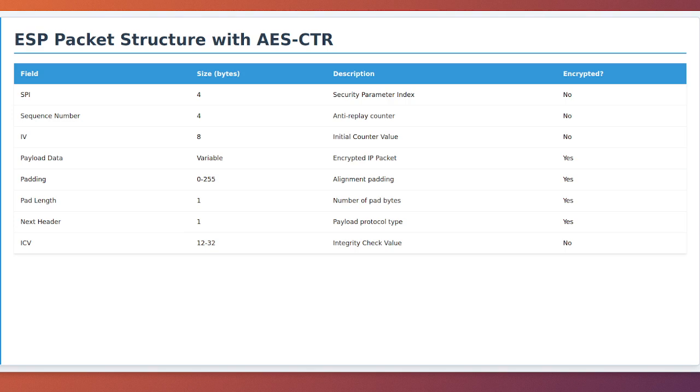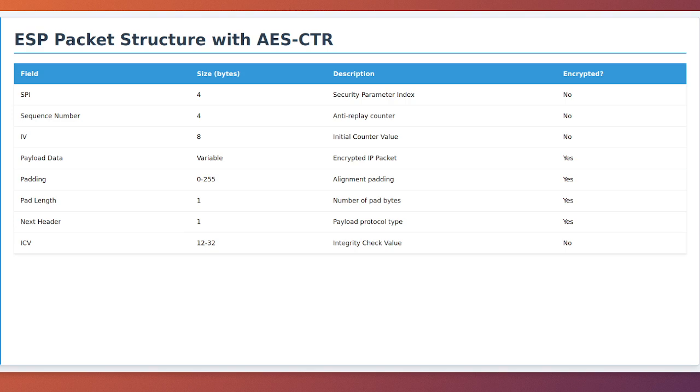The ESP header starts with the Security Parameter Index, or SPI. This SPI is a 32-bit value that identifies which security association to use for processing this packet. Think of the SPI as a lookup key that tells the receiving device which keys and algorithms to use for decryption. Following the SPI is the 32-bit sequence number. This number serves multiple critical purposes. It prevents replay attacks, helps generate unique initialization vectors for encryption, and ensures packets can be properly ordered at the destination.